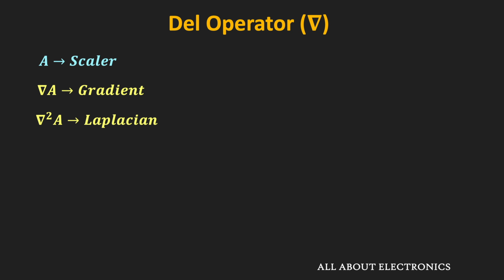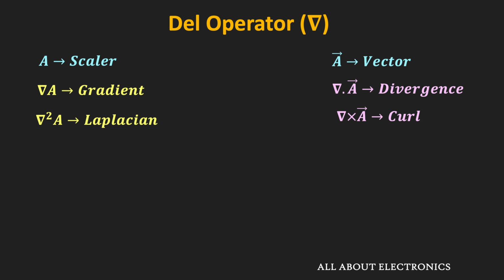And similarly, in two ways, this Del operator can also be applied to the vector field. So whenever we perform the dot product of this Del operator and the vector field, then it defines the divergence. And likewise, the cross product of this Del operator and the vector field defines the curl. So one by one, we will understand each of them and we will understand the physical significance of each term. But in this video, first let us see the gradient.